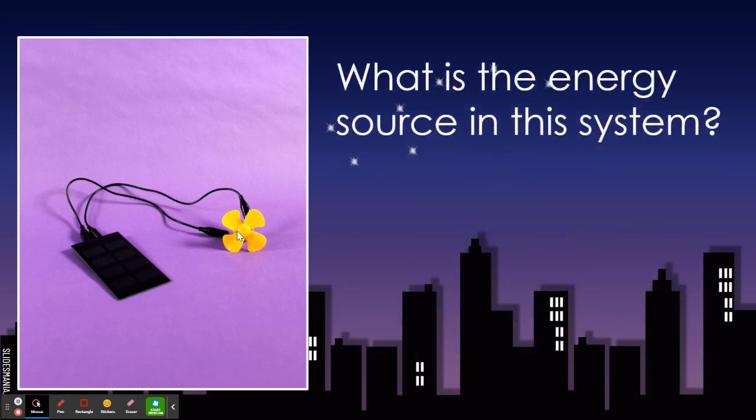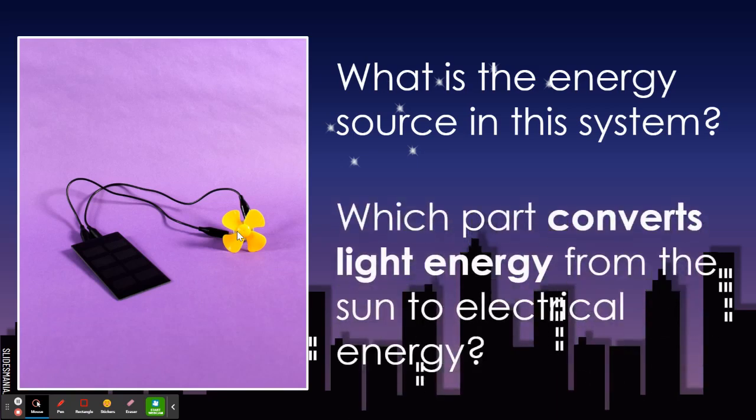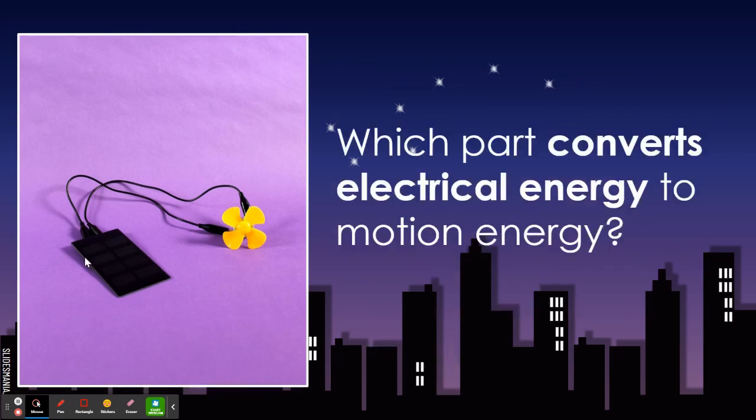So I want you to first think about what is the energy source in this system? Where did the energy come from? If you say the sun, you're correct. And I want to know what part of this system converts the light energy from the sun to electrical energy. So remember, we talked about the parts. Which one is converting the light energy that comes in from the sun to electrical energy? If you said the solar panel, you're correct.